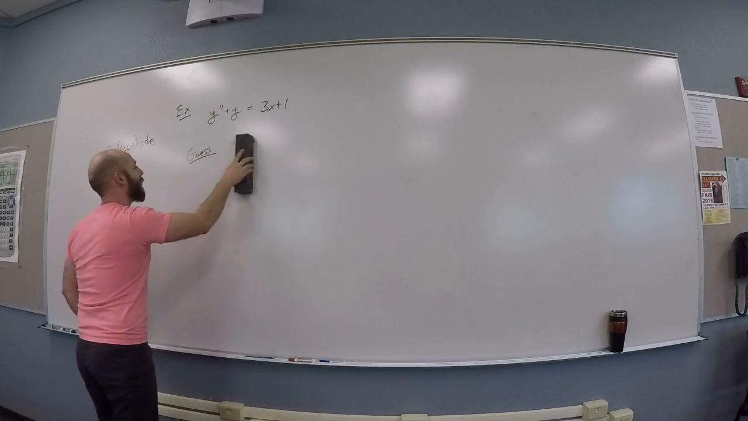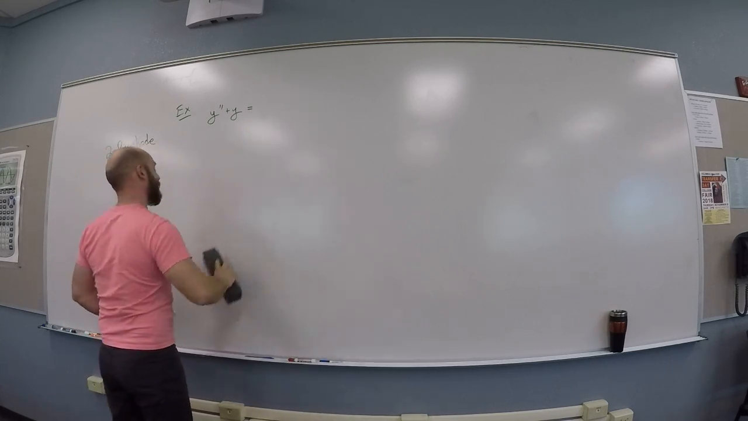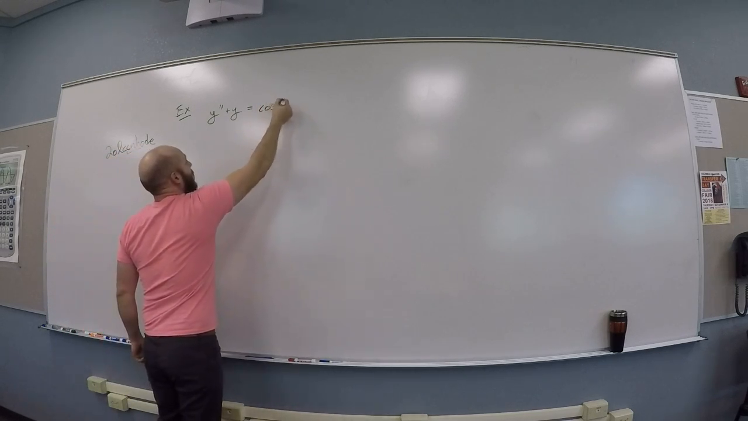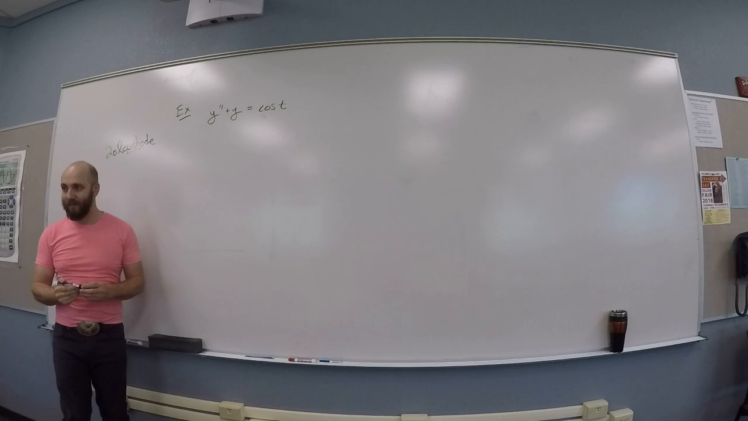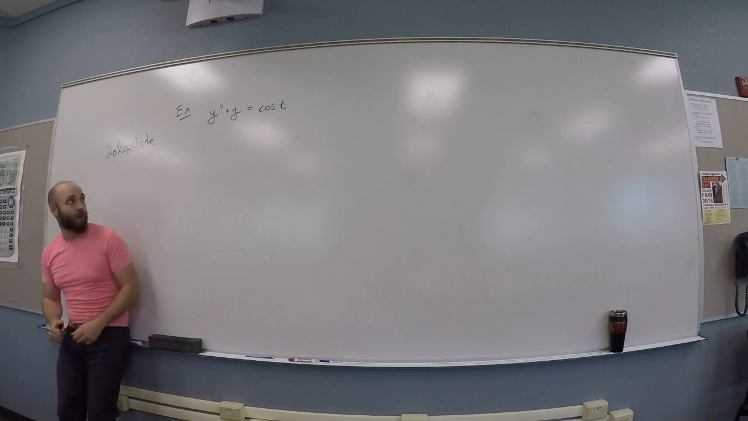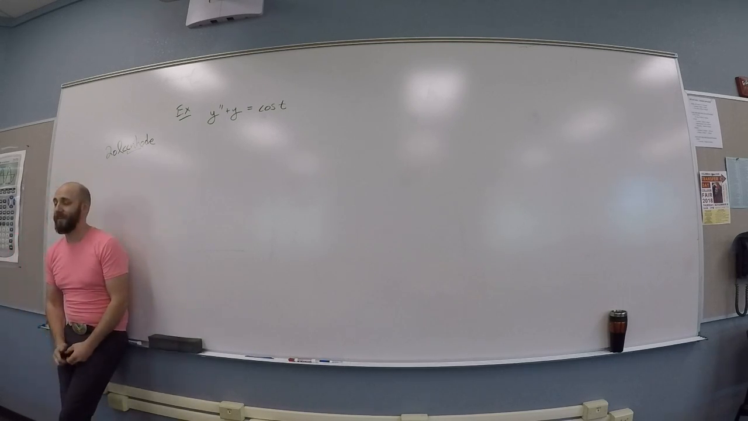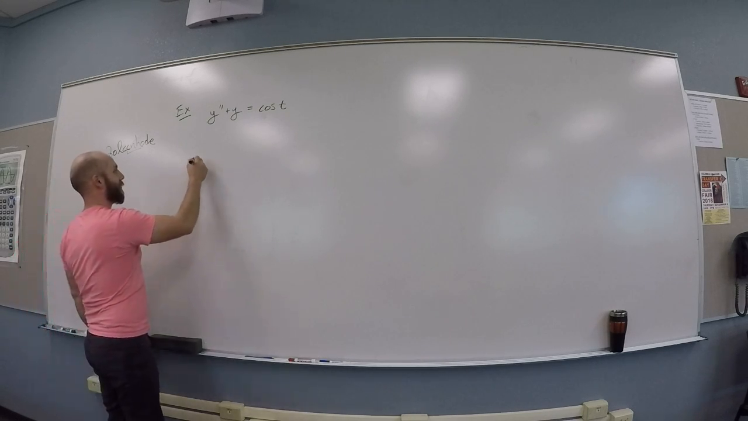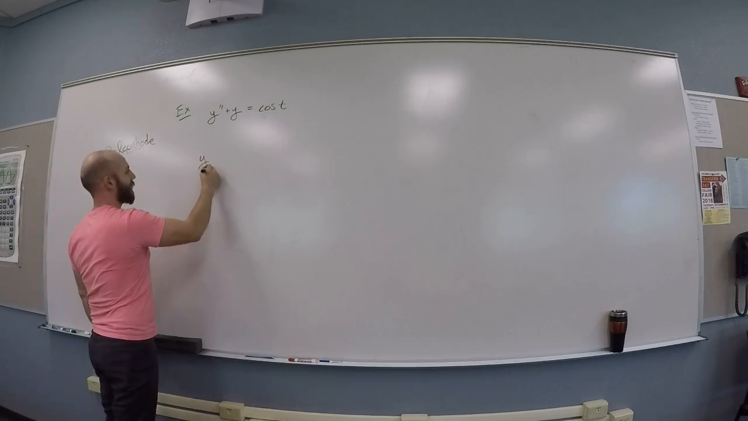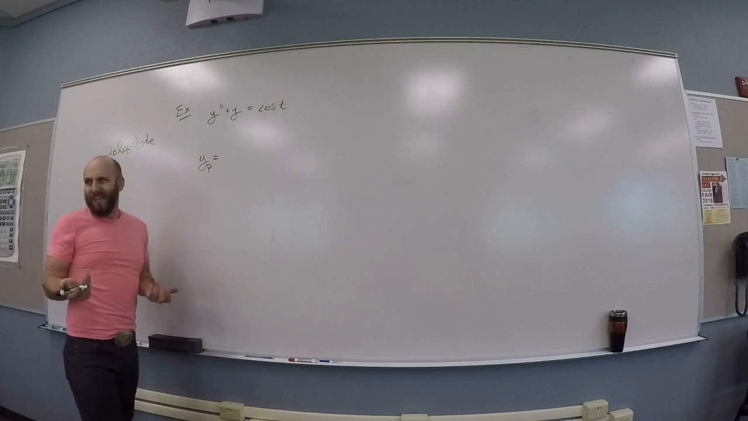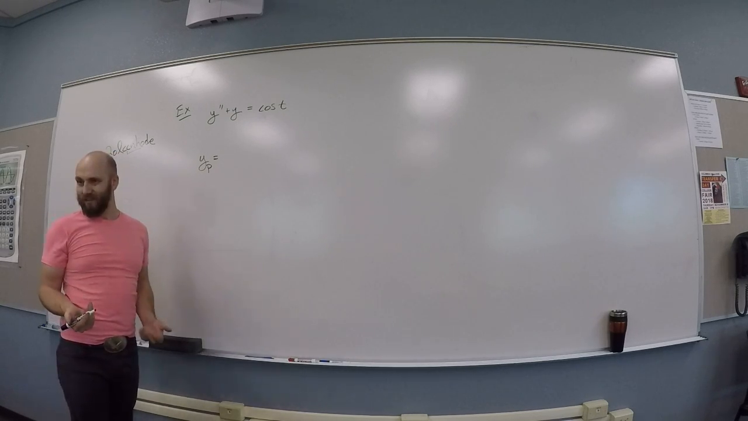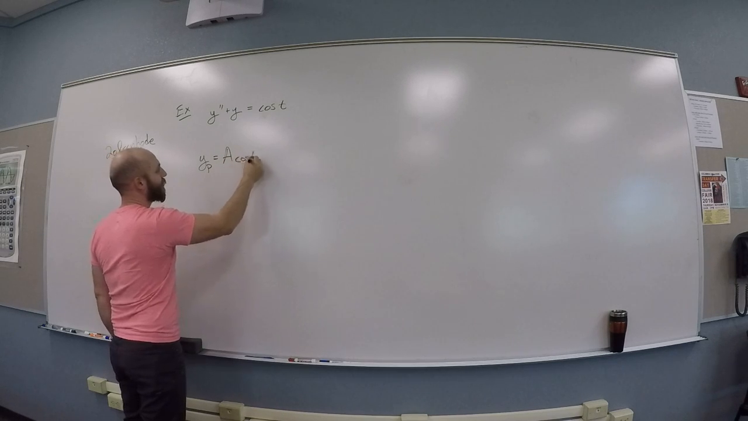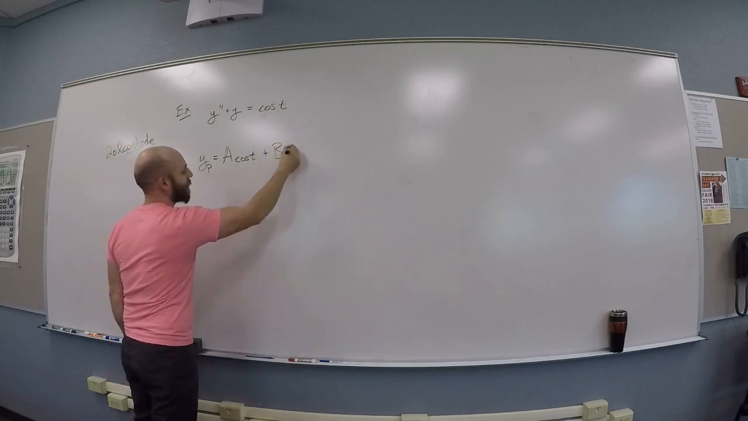Let me maybe throw on a slightly more complicated one. So what if I had y double prime plus y equals cosine t? You're like, some kind of sine or cosine, right? Guys with me? So I'm just gonna go a cosine t plus b sine t, right?